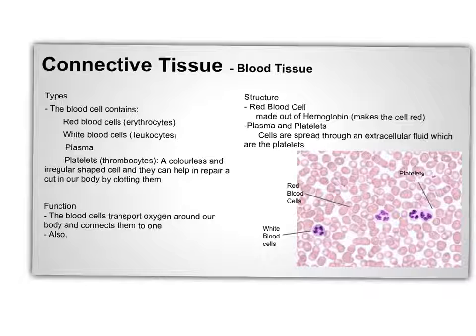55% of the blood tissue is filled with plasma. In the plasma, they carry the solid individual cells, the platelets. Platelets are colorless, irregular shaped fluid. They help clot wounds, cuts that we get.